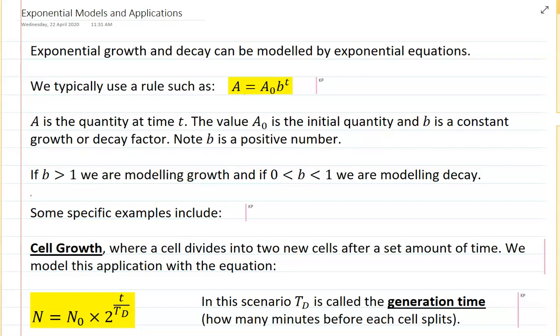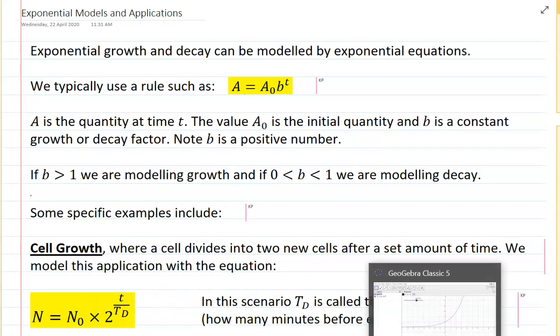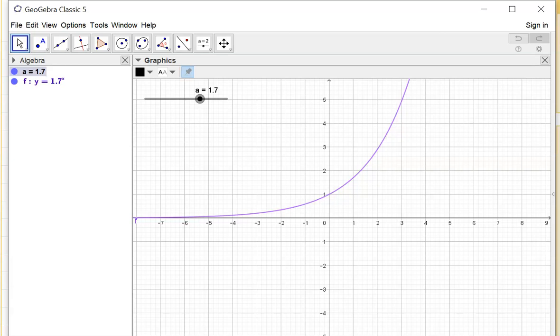Today, in this video, we are going to learn how to apply our knowledge of exponential functions to some modelling. So as you can see here, I've got quite a few notes in front of you on the screen. Before I read through those notes with you, I'm just going to remind you of what an exponential graph looks like.